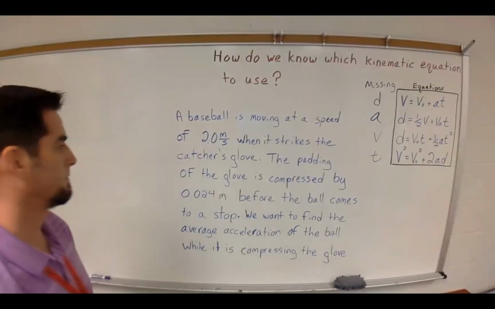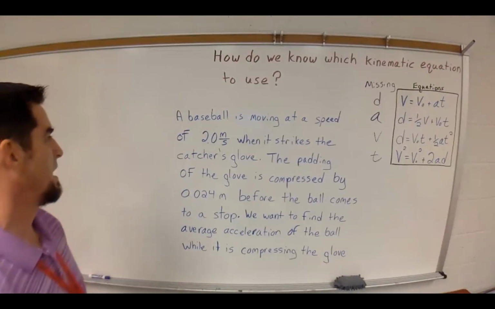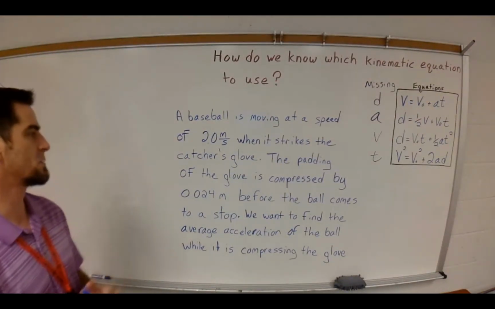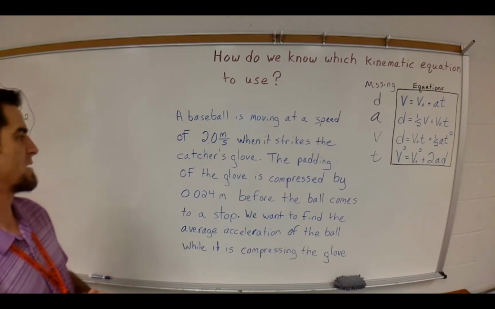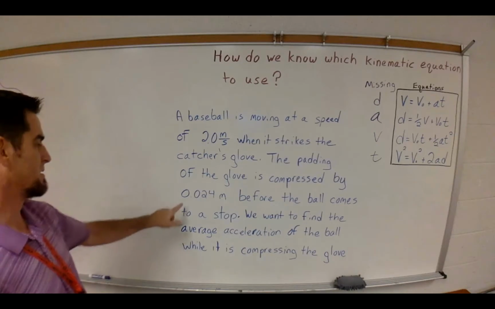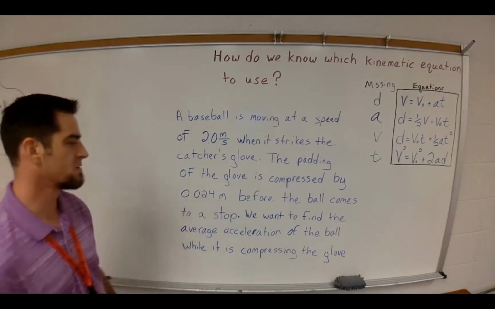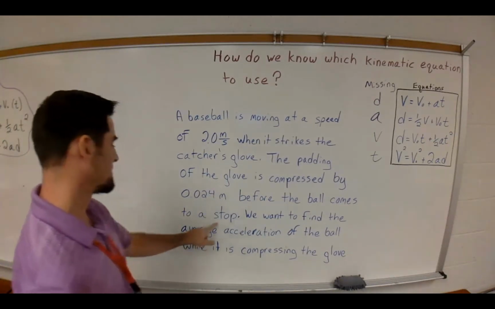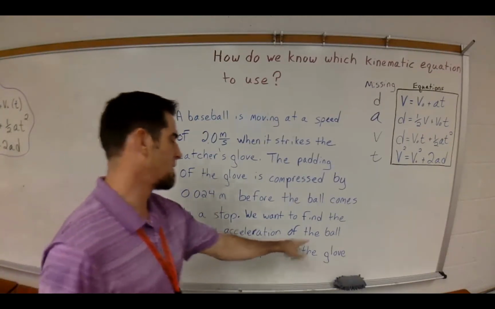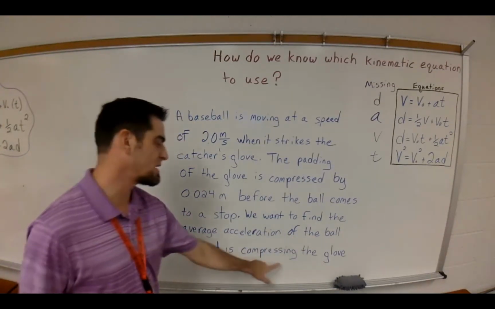Okay, here's our example question. A baseball is moving at a speed of 2.0 meters per second when it strikes the catcher's glove. The padding of the glove is compressed by 0.024 meters before the ball comes to a stop. We want to find the average acceleration of the ball while it is compressing the glove.